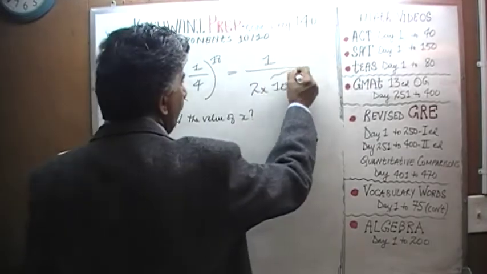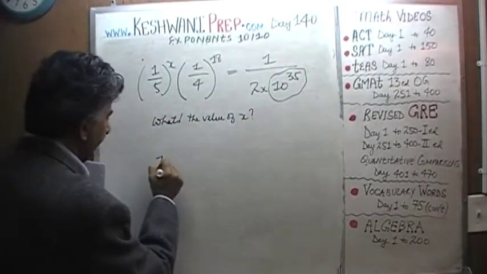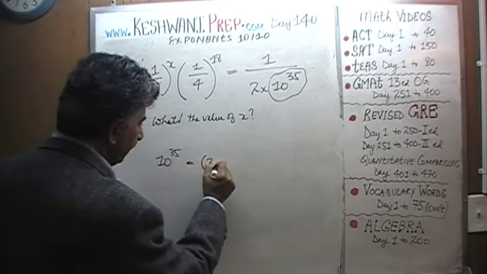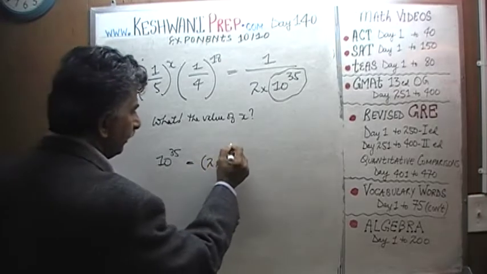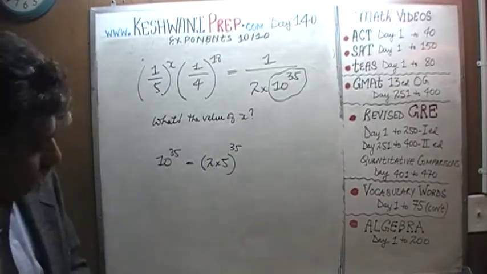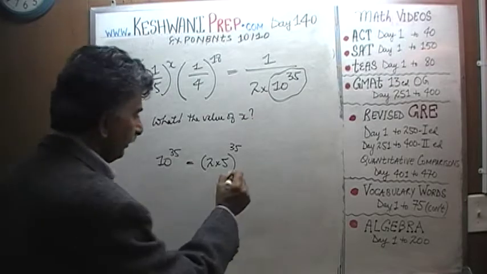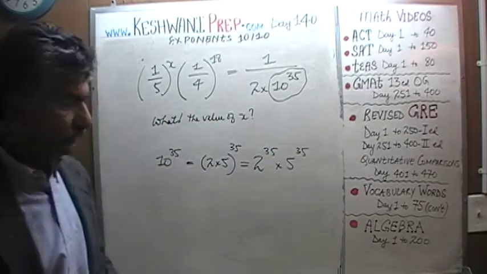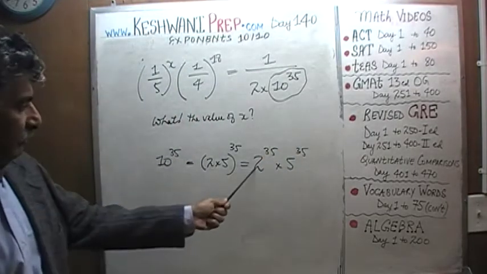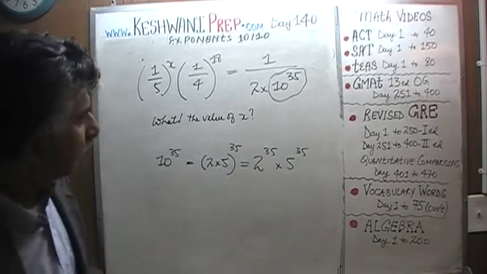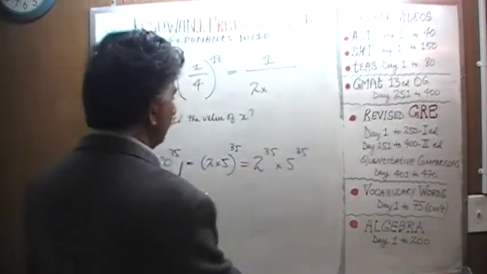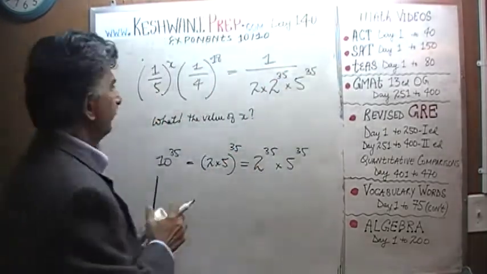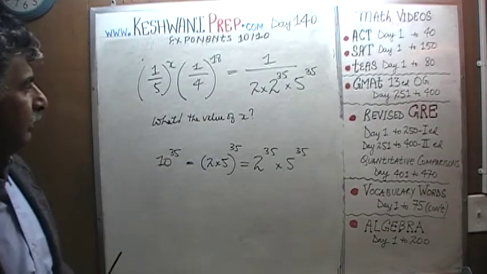Well, first thing you have to understand is how to deal with this guy. 10 raised to 35th, pay attention, can be written as, 10 is simply 2 times 5, so 2 times 5 raised to 35th in turn is equal to 2 raised to 35 times 5 raised to 35. Are you with me? In place of 10 raised to 35th, we're going to put 2 raised to 35 times 5 raised to 35. You can see where we're going with this. We're almost there.